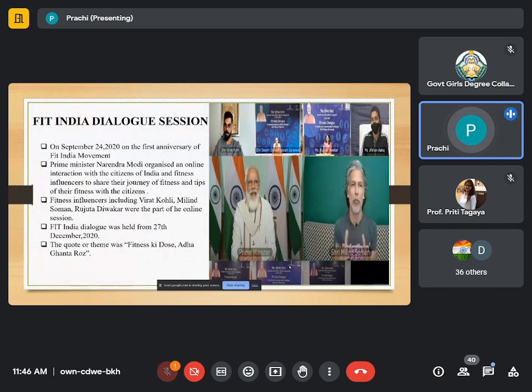Another fitness dialogue session was held on 27th of December 2020. The theme of the session was Fitness ki dose, Adha Ghanta Roj, which states that we should give at least 30 minutes of our day to fitness and physical activities.